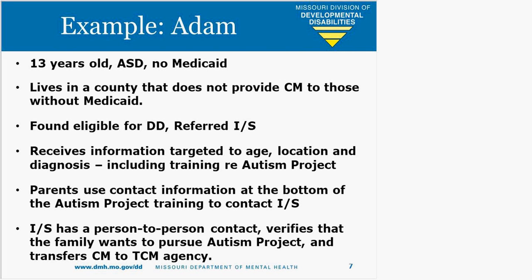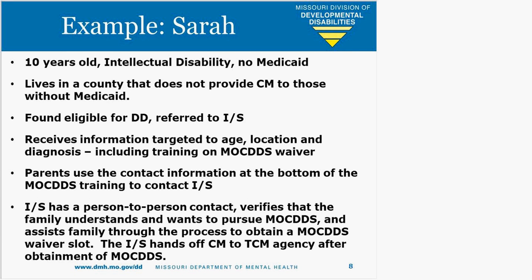Here's a case: Sarah has an intellectual disability and, again, no Medicaid, and lives in one of those counties that doesn't provide case management to those without Medicaid. She was found eligible and referred to the information specialist, and again, she's going to receive information targeted to her age and location and diagnosis.